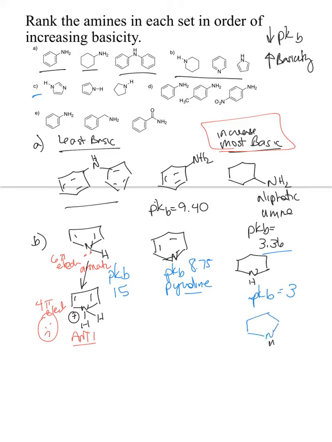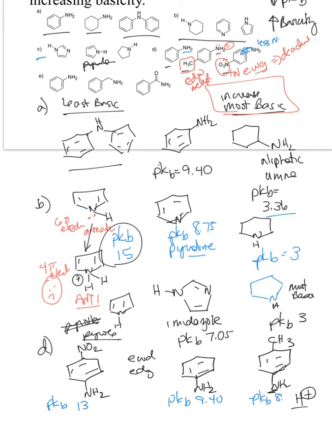Think about it. If it's more negative, it's going to go after the positive proton. That's what we're talking about here. How much affinity do these lone pair electrons have to take a proton? That's acid-base chemistry. And then, of course, your least would be the paranitroaniline. If we look up pKb values, we see that the nitro has a pKb of about 13. Aniline has a pKb of about 9.4. And then paramethyl has a pKb of 8.7.